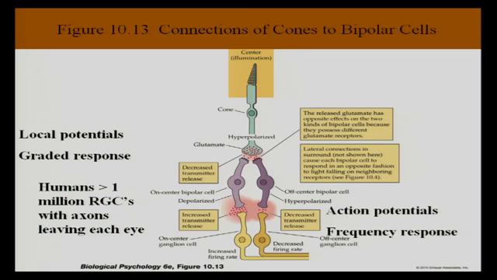So the first thing we want to consider are the receptive fields of these retinal ganglion cells. And so I just wanted to remind you that in the retina, the cones and the bipolars, they have local potentials.